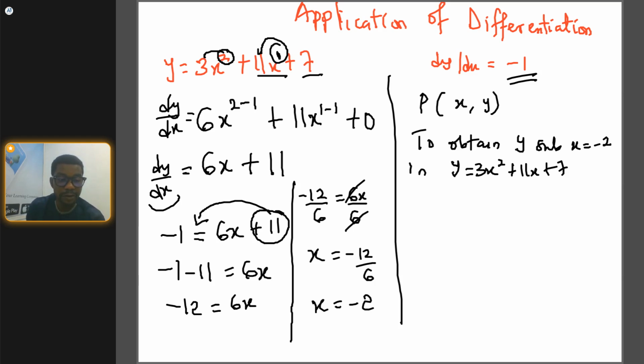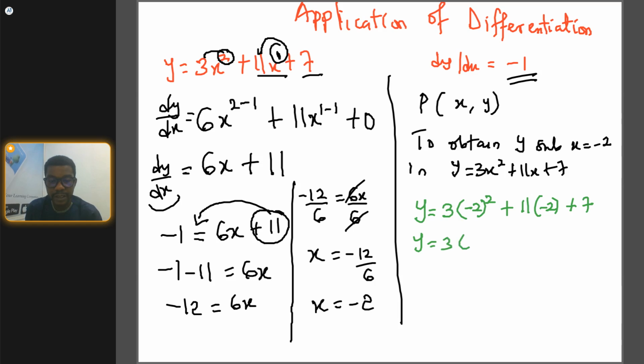So we are going to have y equals 3 in brackets, now x is -2, so replace x with -2 in brackets, raised to the power of 2, plus 11 in brackets -2, then we have plus 7. We go ahead to simplify.